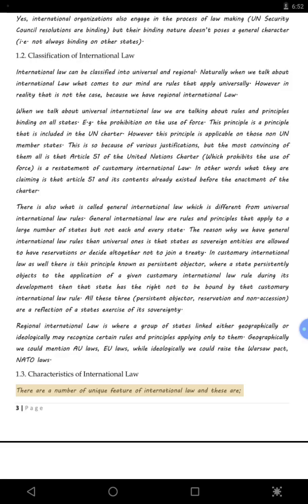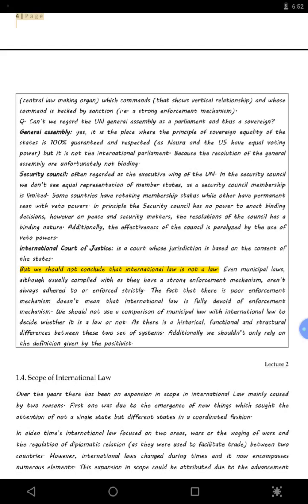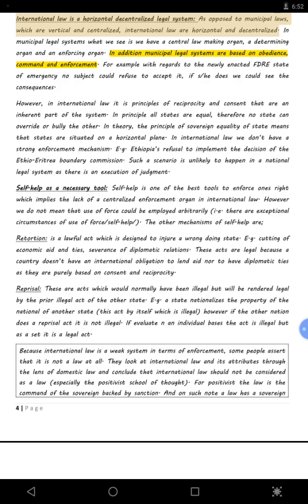1.3. Characteristics of international law. There are a number of unique features of international law, and these are four. First, international law is a horizontal decentralized legal system, as opposed to municipal laws, which are vertical and centralized.